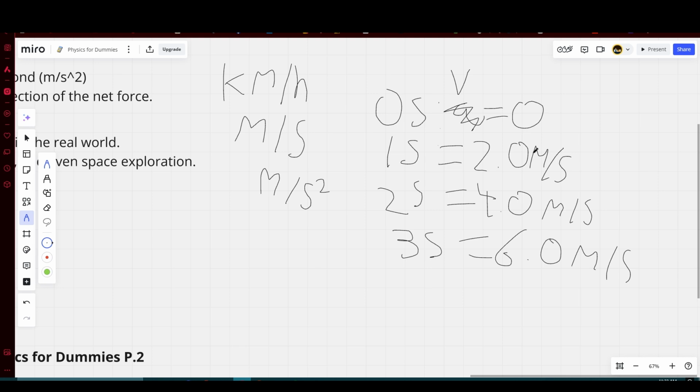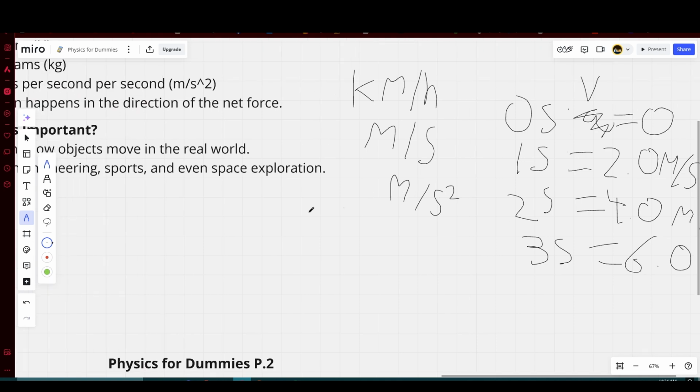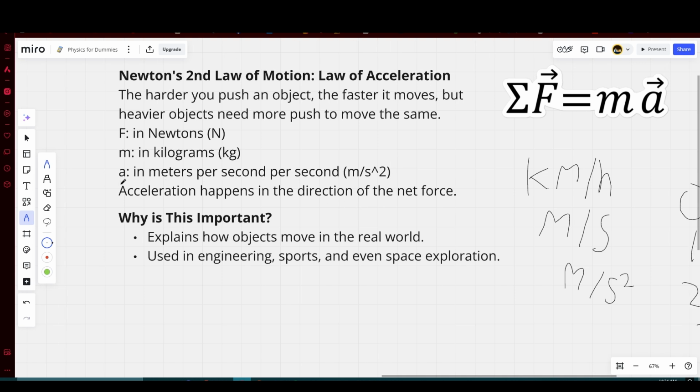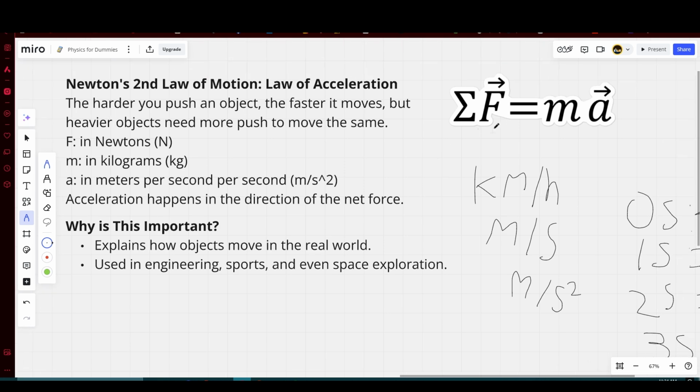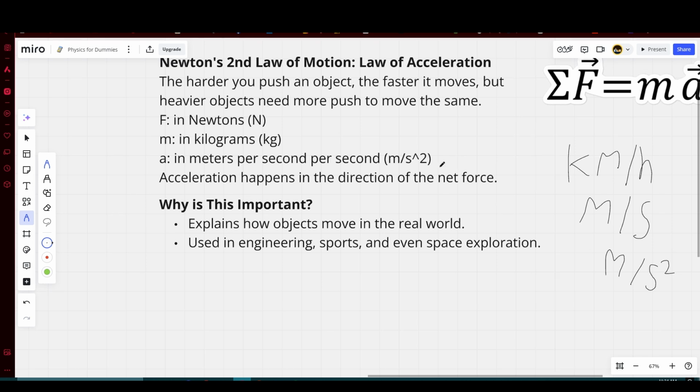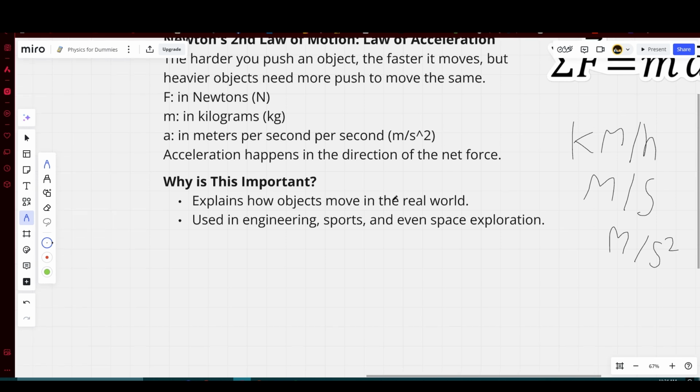All right, let's get back to this. Of course, mass is in kilograms, acceleration is in meters per second squared. And keep in mind, acceleration happens in the direction of the net force. This law is actually one of the most important ones because it explains how objects move in the real world, and it's used in all sorts of different aspects of life: engineering, sports, and space exploration. It's how we explain how the world around us functions.